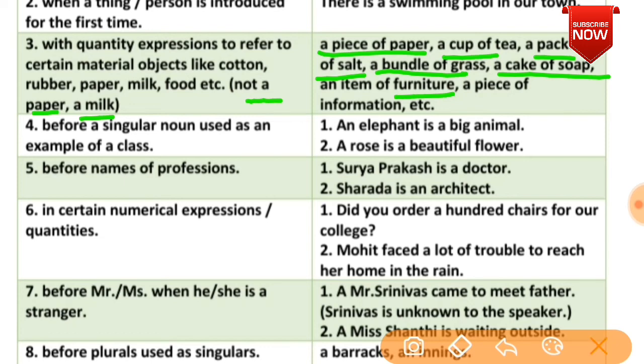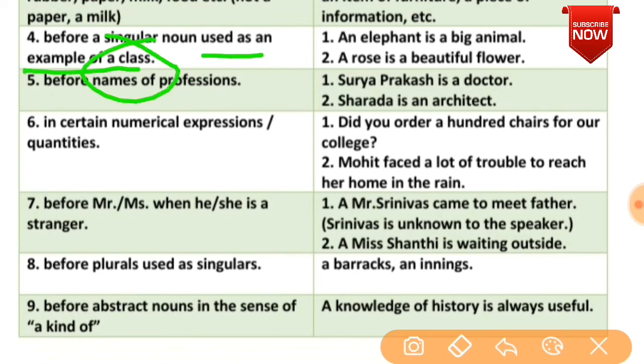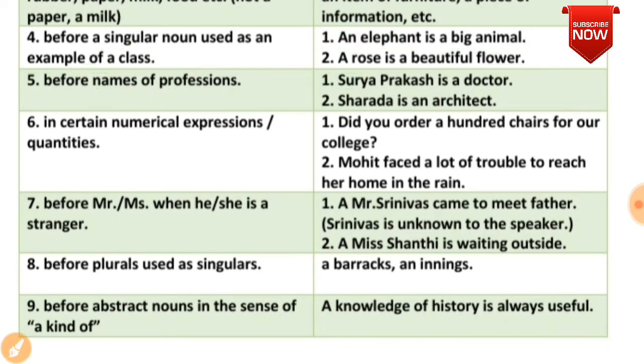In this way. Next, fourth one, before a singular noun used as an example of a class. Previously we discussed a class. An elephant is a big animal. Elephants are big animals. A rose is a beautiful flower. All roses are beautiful flowers.